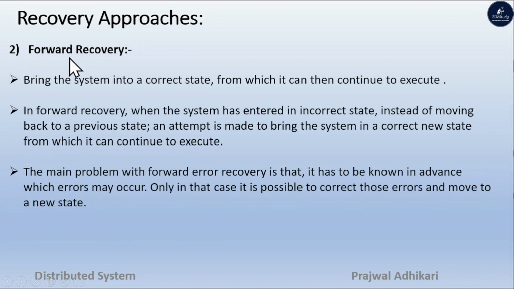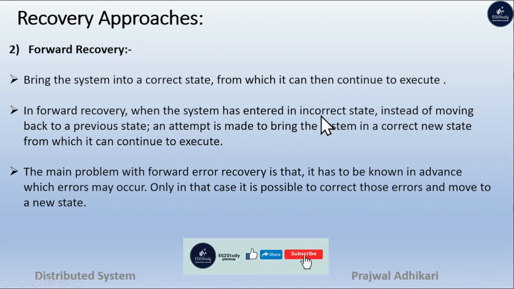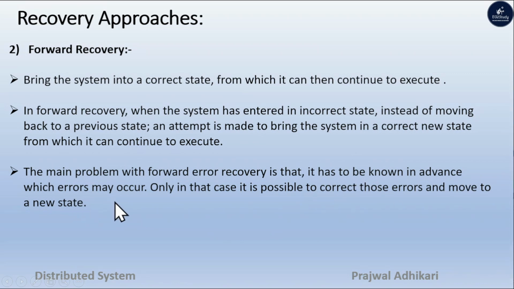Now, the second one is forward recovery. Bring the system into a correct state from which it can then continue to execute. In forward recovery, when the system has entered an incorrect state, instead of moving back to the previous state, an attempt is made to bring the system into a correct new state from which it can continue to execute. The main problem with forward error recovery is that it has to be known in advance which errors may occur. Only in that case is it possible to correct those errors and move to a new state.